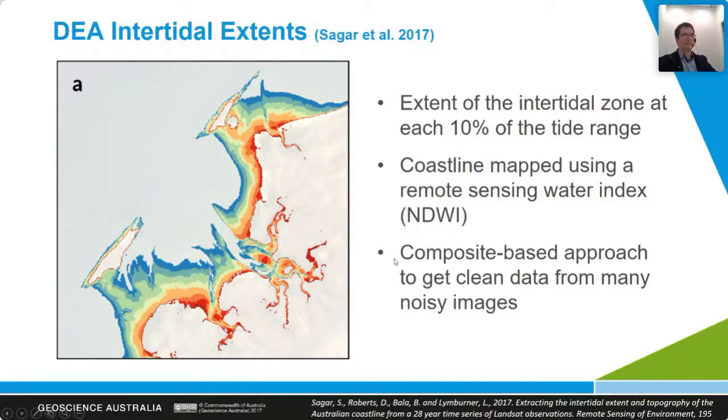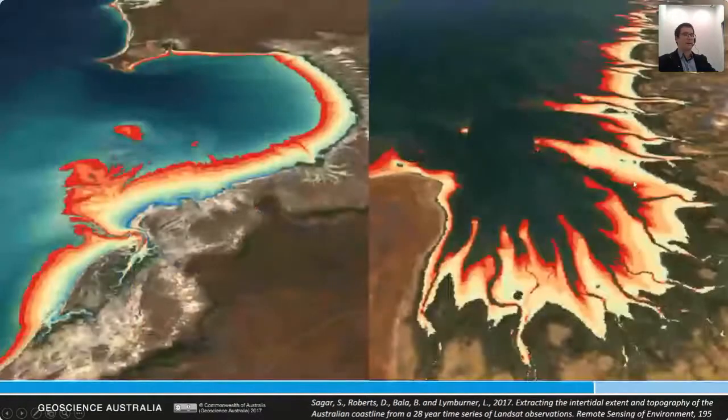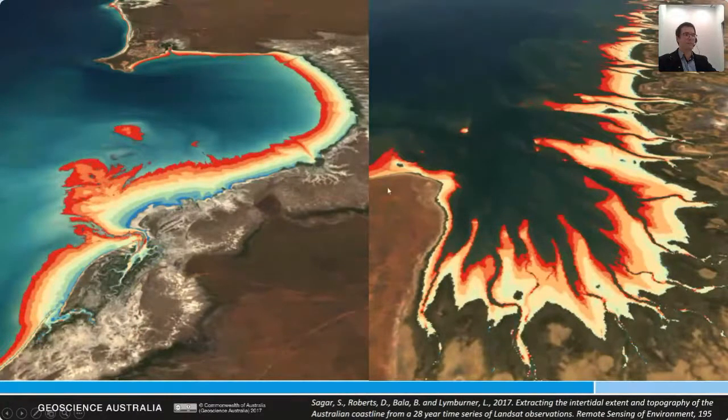This is all using a similar composite-based approach to get these nice, clean individual datasets. If we were using individual images, this would be a lot messier, but because we're pulling out just the nice data from the time series, we can get a really nice, clean result. Some of these results are pretty beautiful. This is in Roebuck Bay near Broome and Exmouth Gulf. The valuable thing about this is that depending on what tide you're looking at, whether you're looking at low tides in red or high tides in blue, you get a really different idea of what the coastline looks like.